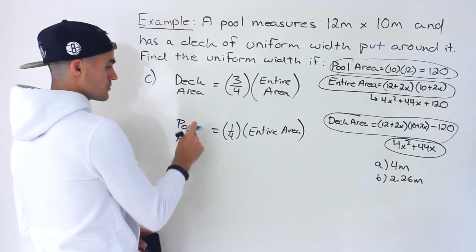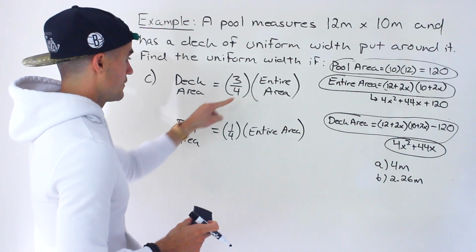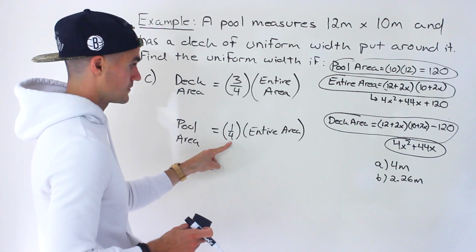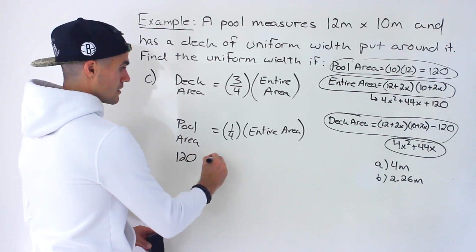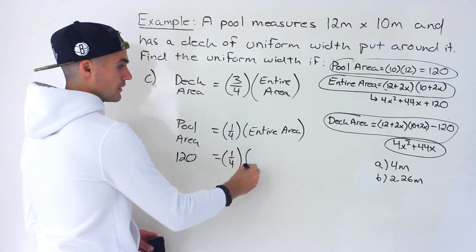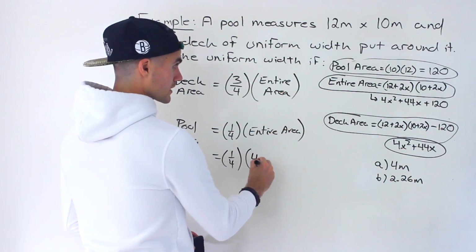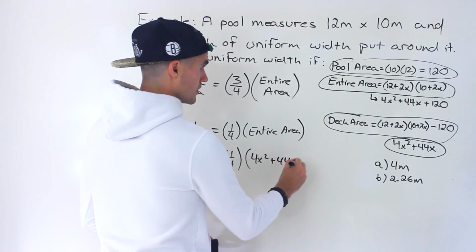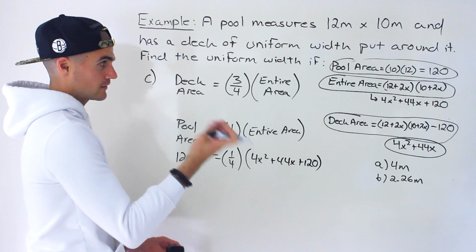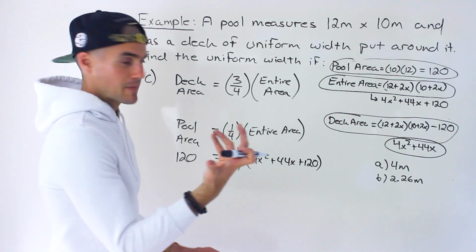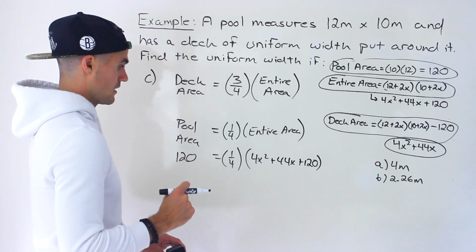Because the entire area is the pool area plus the deck area. So if the deck area is taking up 75%, then the pool is taking up 25%, right? And then the pool area, that's just 120. This is going to be 1/4. And then we could plug in that expression for the entire area right there, this 4x squared plus 44x plus 120. You could also plug in that factored form, but you're going to have to expand, and we already did that, so I'm just going to plug in that expanded form there.